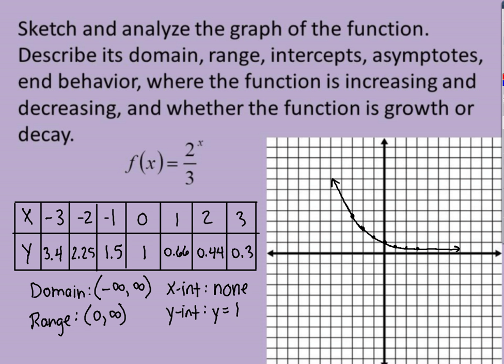An asymptote is a value that the graph approaches but never touches. If you notice, our graph is approaching the x-axis, but it never touches it, so we will have an asymptote at y is equal to 0. When we look for our end behaviors, you're going to look at the left end and the right end. The limit on the left end of our graph, where x is approaching negative infinity, our graph continually goes up, so it's going up to positive infinity. On the right side of our function, our graph is getting closer and closer to 0 but never touches it, so the limit on the right side will be 0.